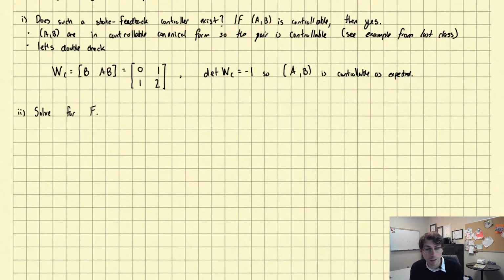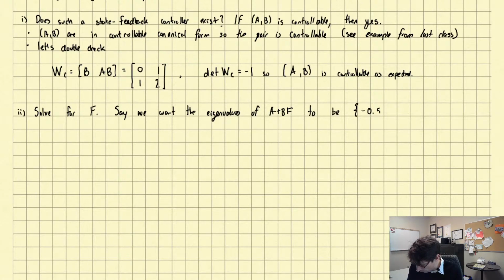First, let's pick where we want our eigenvalues. So say we want the eigenvalues of A plus BF to be negative 0.5 and negative 0.2. So in this case, I haven't put much thought into it. Really what I should be doing is I should be using the techniques we talked about in Chapter 8, right? I should pick good pole locations in the S-plane and then map them over using the exponential. But that's not the point of this example, so let's just say that these are the eigenvalues that we want, okay?